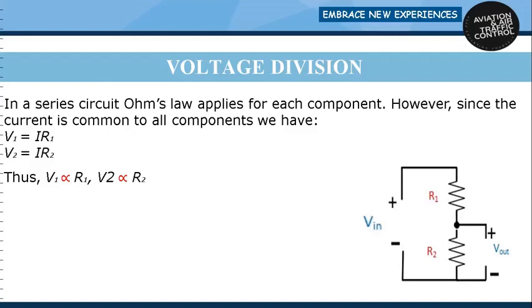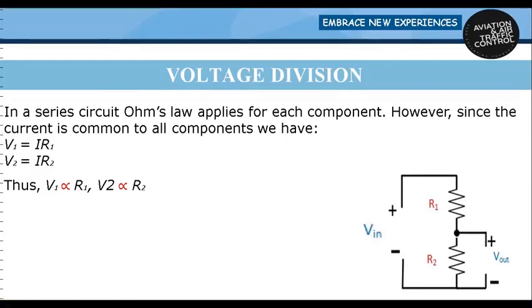Thus, V1 is directly proportional to R1. So, if the resistance value of R1 is increased, the voltage drop across this resistance will also increase. And V2 is directly proportional to R2. If we know the values of R1 and R2, we can find out the voltage drop across each resistor.